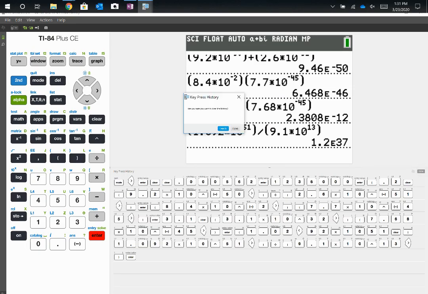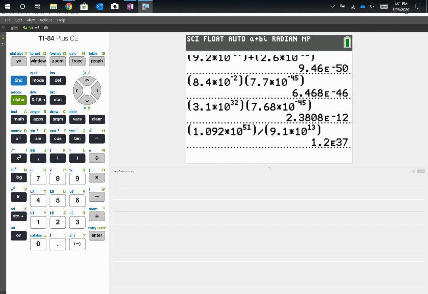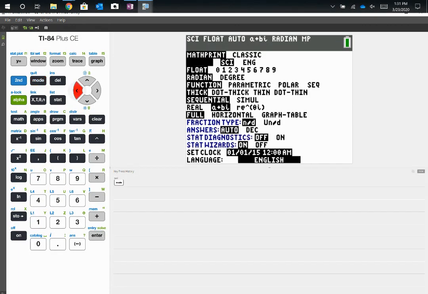Again, make sure that when you're finished with the scientific notation, you put the mode back to normal and press enter and then clear it.